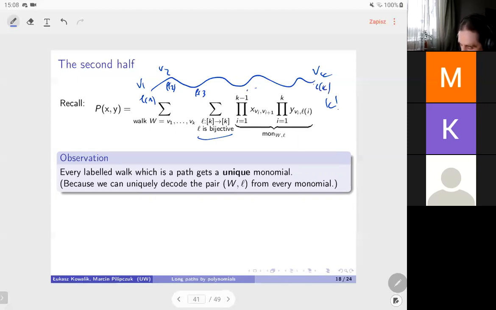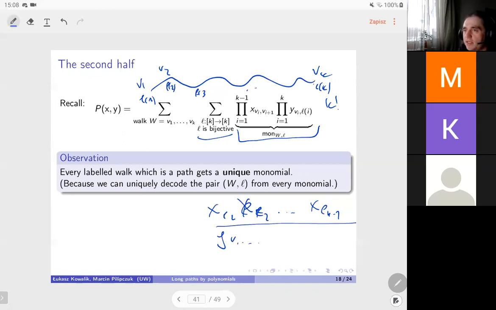Now if you look at this monomial, the observation is that from this monomial you can decode the walk and the labeling. If somebody gave you this monomial, like x_e1, x_e2, and so on up to x_e(k-1), some edges, and then some y_v's, you can look at these edges. And if these edges form a simple path, now I'm using the fact that this is a directed graph, so let's assume everything is in directed graphs, then you see this walk. You just have a set of edges, but if the edges make a simple path, there's no ambiguity here. You see the entire path.